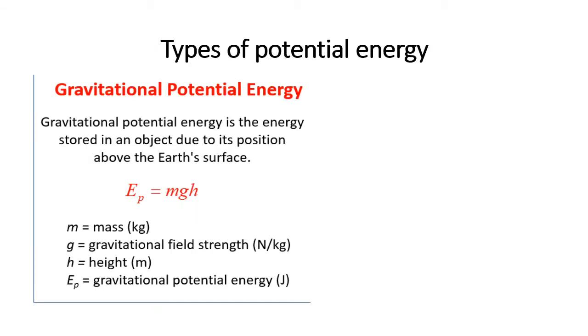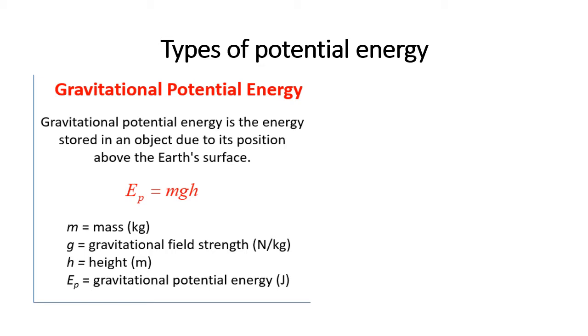Types of potential energy. The first type is gravitational potential energy, GPE. It is the energy stored in an object due to its position above a certain reference level. Usually we take Earth's surface as the reference level for GPE, but sometimes choosing the reference level is optional. If you change the reference level, you will change the value of gravitational potential energy.